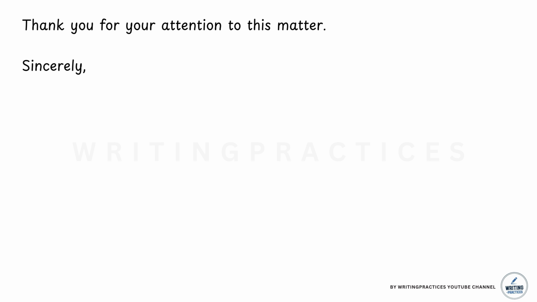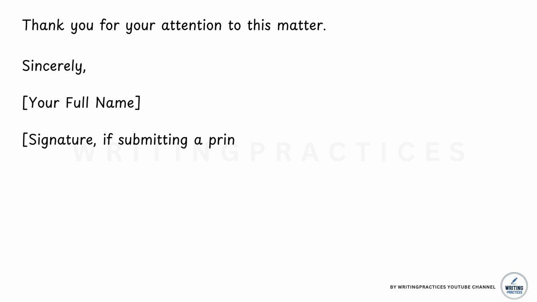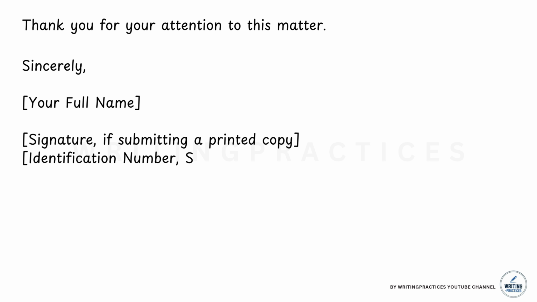Sincerely. Now close the letter properly. For example, Sincerely, Sophia Mitchell. This serves as your formal closing and signature identification. A proper closing confirms who is granting the authorization and concludes the document professionally.